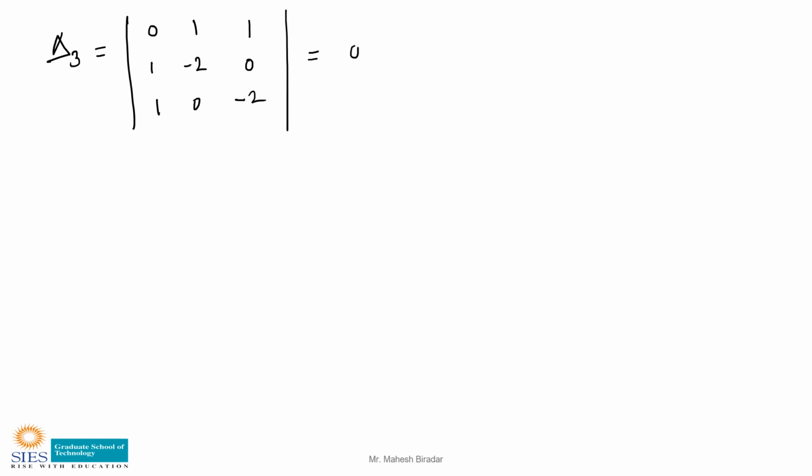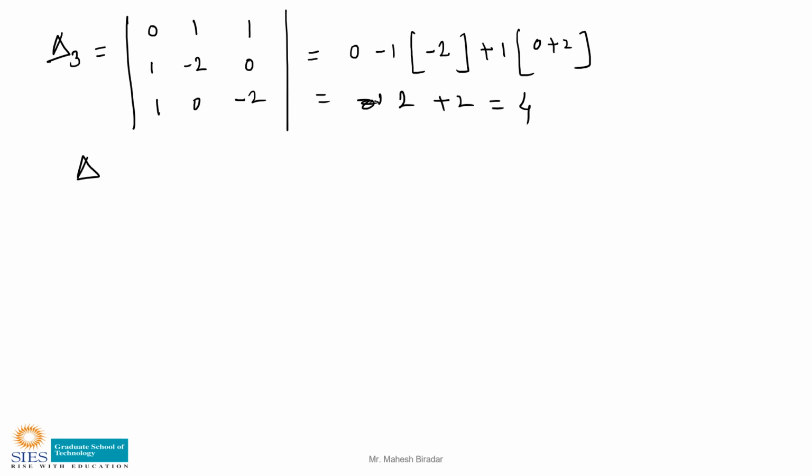If you find this value, I am going to solve the determinant by expanding with the first row. So the first term is 0, second is minus 1 into minus 2 and plus 1 into 0 plus 2. So if you see here, plus 2 and plus 2, this is equal to 4. So delta 3 is greater than 0 and delta 4 is less than 0.